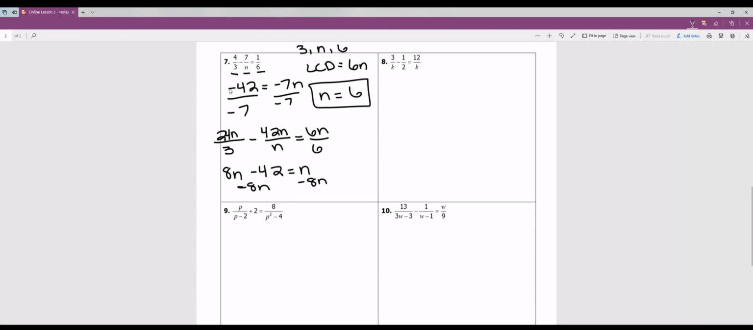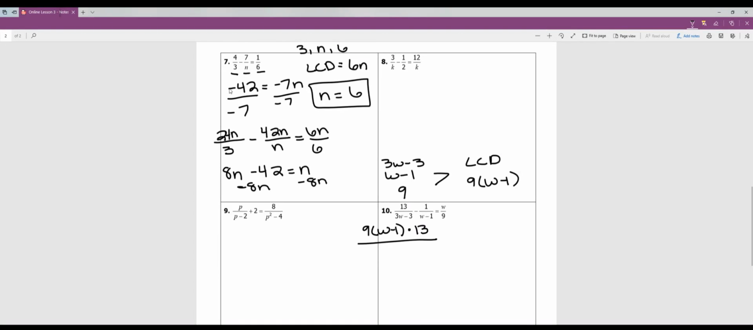So let's take a look at another problem where I would need to use my least common denominator. Let's take a look at number 10. So on number 10, I have 3w minus 3, w minus 1, and 9. And so my least common denominator for this one is going to be 9 times w minus 1. So I'm going to multiply each of these three terms by 9 times w minus 1. So 9 times w minus 1 times 13.